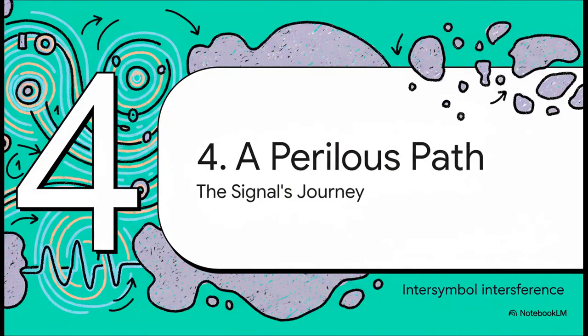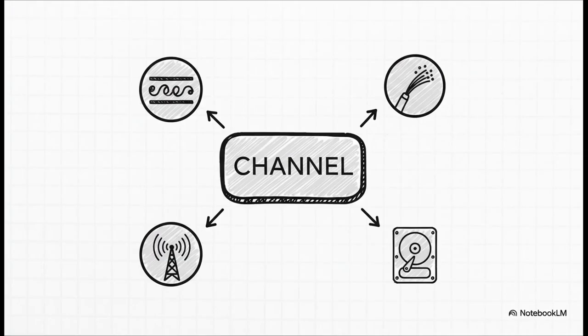But, just like any epic journey, this one is not without its dangers. The signal has to travel through some kind of physical medium, a communication channel, and that path is almost never perfect. And when we say communication channel, we just mean the stuff the signal travels through. That could be the copper in your Ethernet cable, the super pure glass in a fiber optic line, the air itself for your Wi-Fi, or even the magnetic coating on a hard drive platter. They all act as a channel.